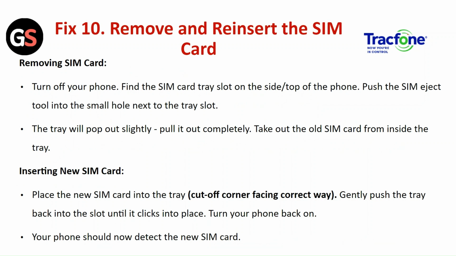Inserting the new SIM card: place the new SIM card into the tray. Gently push the tray back into the slot until it clicks into place. Turn your phone back on. Your phone should now detect the new SIM card.